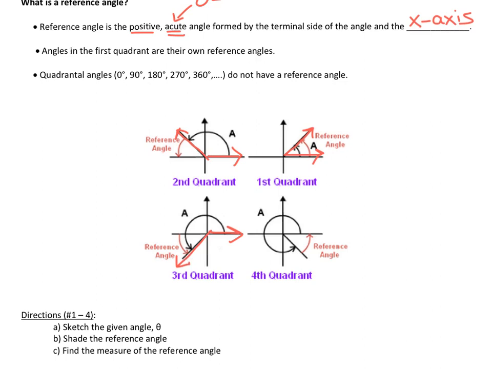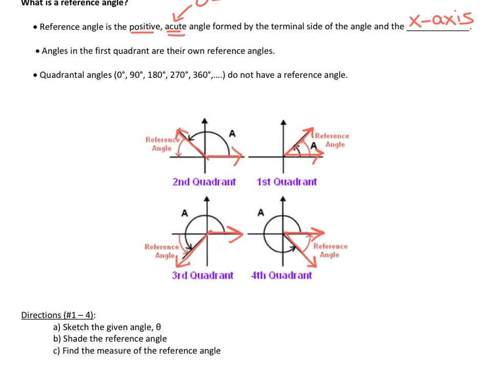Okay, and then if we're in the fourth quadrant, we have our initial side. The angle opens up all the way up into the fourth quadrant, and here's our terminal side. Now let's go to the definition of a reference angle. It's the positive acute angle formed between the terminal side and the x-axis. So from here to here would be the acute angle. We don't want to go this way to the x-axis because that would be obtuse. So from here to here would give us our reference angle.